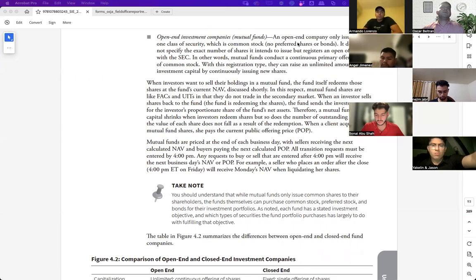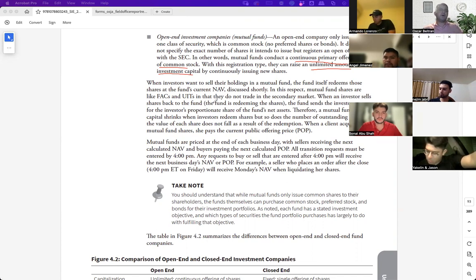So open-end investment companies: an open-end company only issues one class of security, which is common stock, no preferred shares or bonds. It does not specify the exact number of shares it intends to issue because it's effectively infinite. It keeps issuing shares each month and day. In other words, the mutual fund conducts a continuous primary offering of common stock. With this registration type, they can raise an unlimited amount of investment capital by continuously issuing new shares.